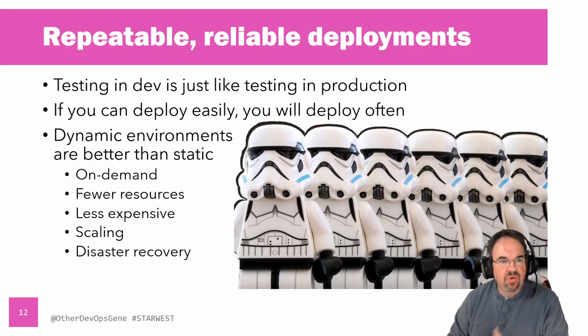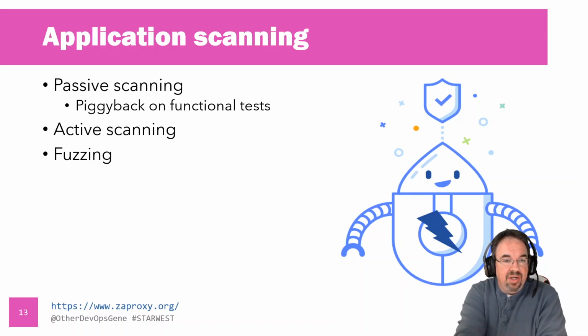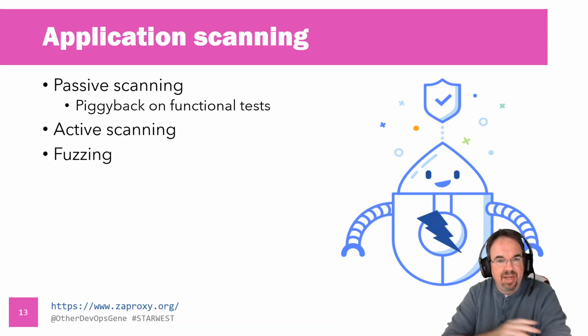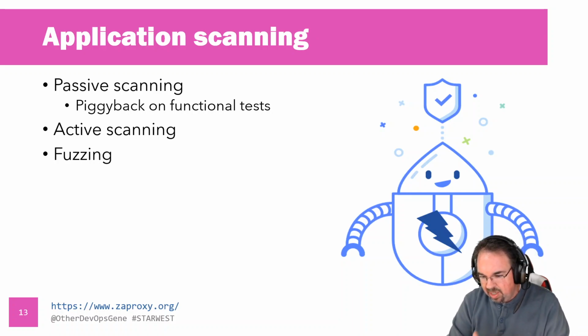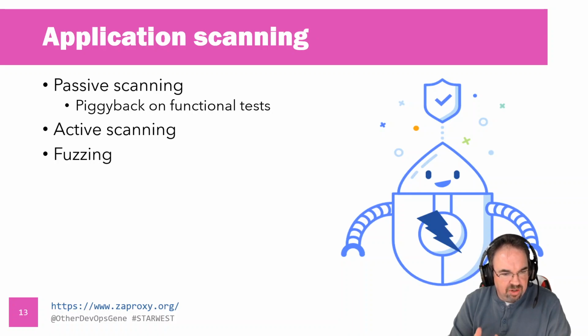So you want to strive towards repeatable, reliable deployments. And one of the things that's going to allow you to do is to start doing some application scanning. Well, now that we have the code deployed, we can start doing our normal testing, and we want to start by scanning applications. This is looking at the application itself to look for cross-site scripting, that type of thing if we're doing web apps. There's some tools out there that can do passive scanning, some that do active scanning, and there's something called fuzzing.